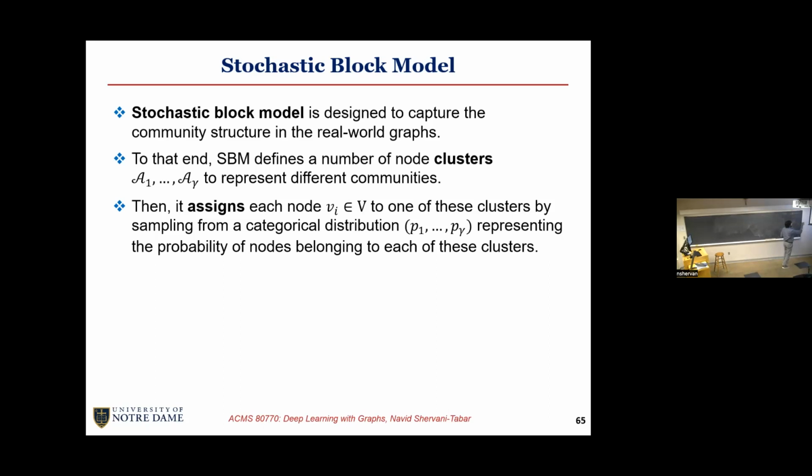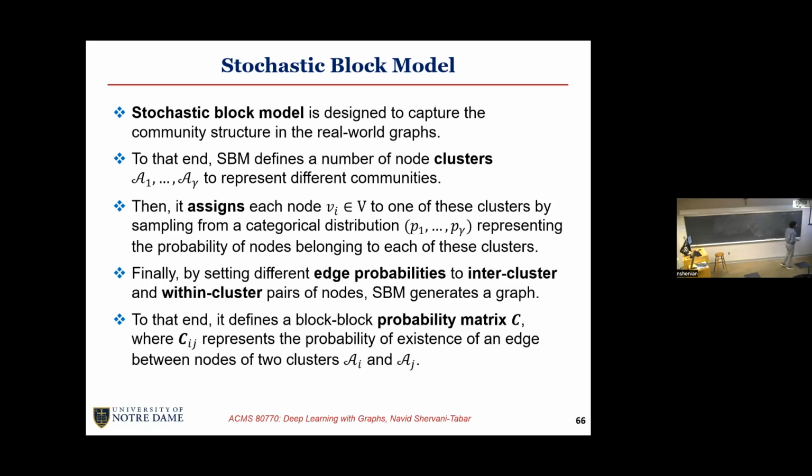With probability, for example, 0.3, you can belong to the other, and so on and so forth. So when you construct your graph, you have a set of nodes, and first of all, you go over all the nodes and sample from this categorical distribution to see which community this node belongs to. So that's the first step.